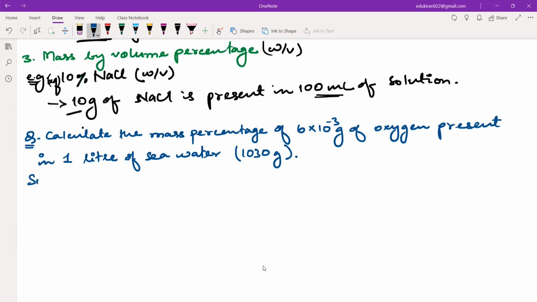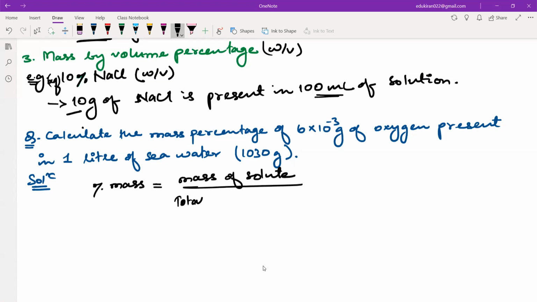This is very easy, right? You just need to calculate the percentage mass, which is equal to mass of solute divided by total mass of solution into 100. Okay. So Casey, you will tell me now, what is the mass of solute?